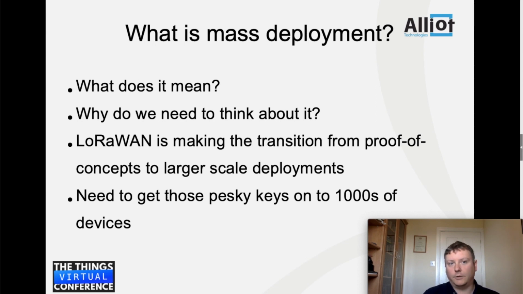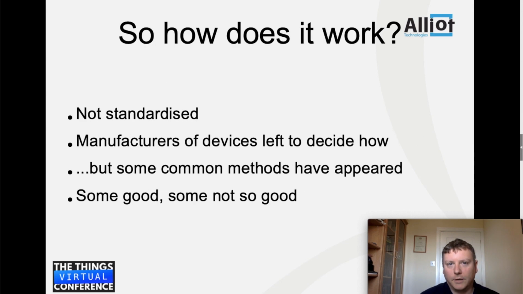And as the slide says, LoRaWAN has really made the transition now from a proof of concept technology to full large scale deployments. It's been around for quite a few years now. It's a well established technology. Mass deployment isn't really something we need to think about for the future. It's going on now. We need to be doing it now. We need to be thinking about how to make it work properly now. And yeah, you've got to get those pesky keys onto thousands of devices. It's not easy to do it in large scale.